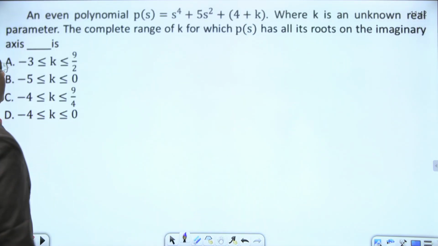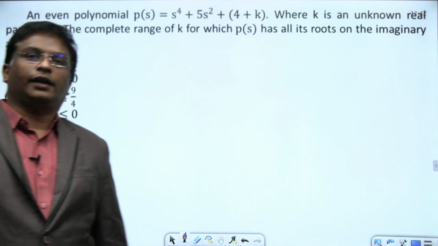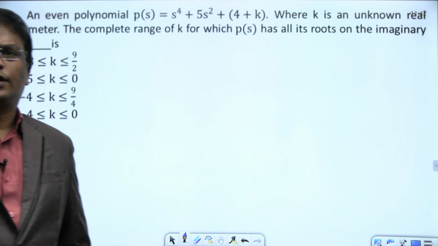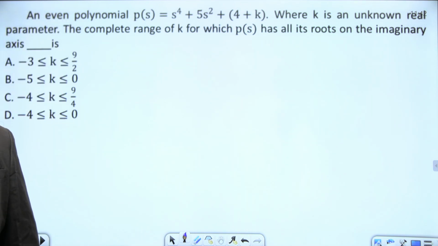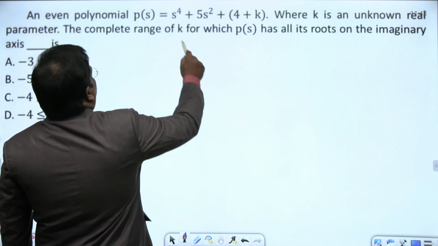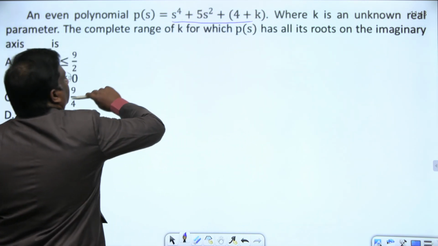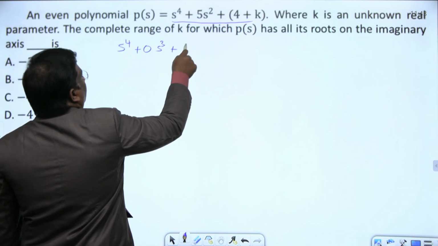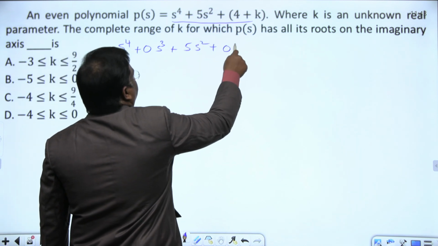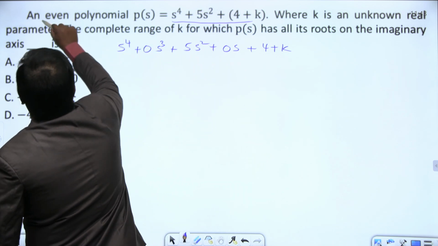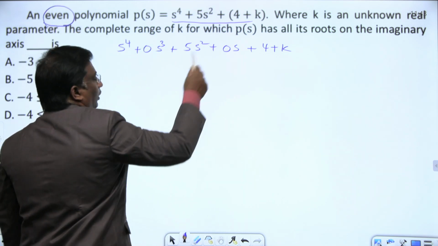Okay, another question. They have given an even polynomial p of s, given as s power 4 plus 5s square plus 4 plus k, where k is an unknown real parameter. Find the complete range of k for which p of s has its roots on the imaginary axis. Here, this is actually a polynomial with s power 4, no s cube term, 5s square, no s term, plus some constant 4 plus k. All the odd terms are missing, only even, that's why they gave an even polynomial.